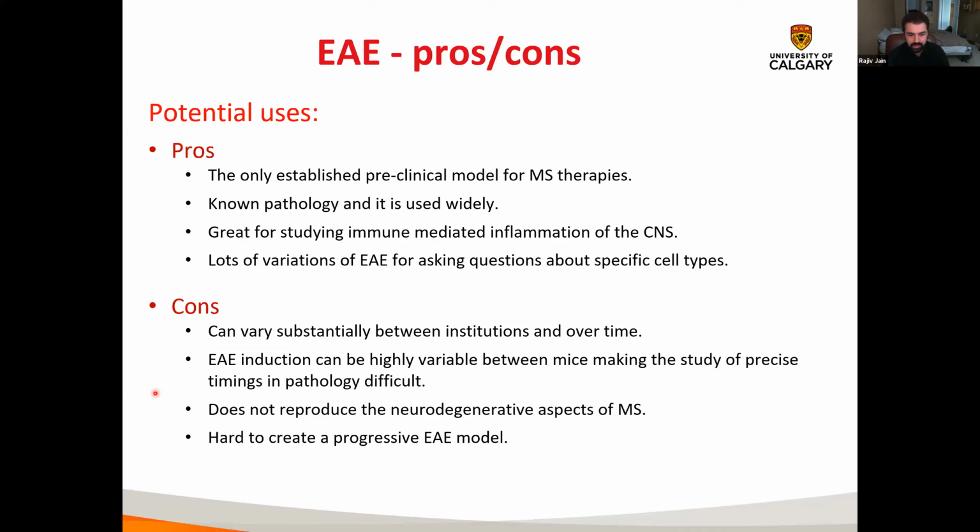EAE also doesn't really reproduce the neurodegenerative aspects of MS, and thus you can't really study this process. And it's also hard to generate a progressive model of EAE because generally speaking, the mice will either get really sick and then just stay at that same level of sickness, or they will get sick and just recover.